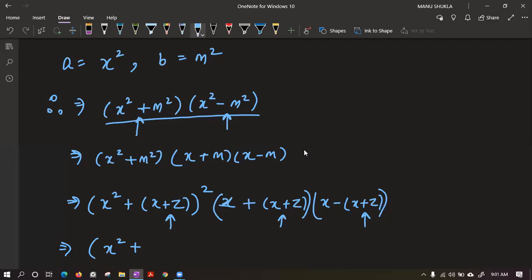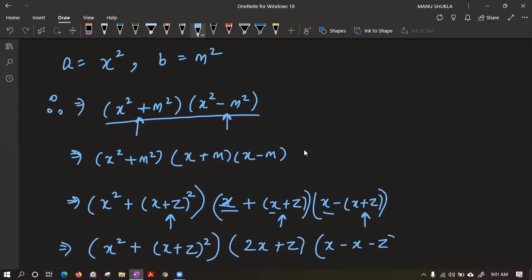It is also a square, na? One second. x square plus m square, na? It is a mistake, sorry. You didn't tell me. We have a square over here. That's it. If you want, you can open it. If you don't want, you can leave it at this only. Now open this one. x plus x will become 2x plus z, and here x and x will subtract and cancel. So this is the answer.